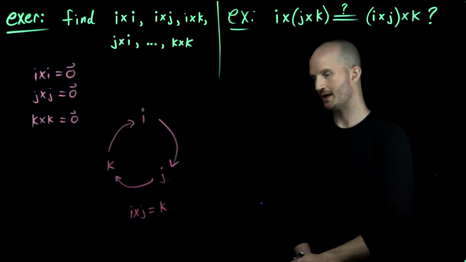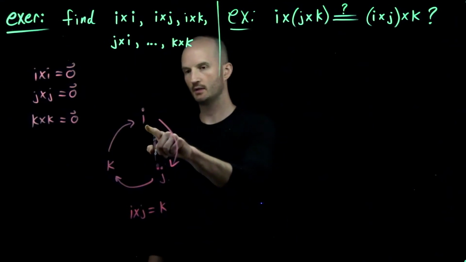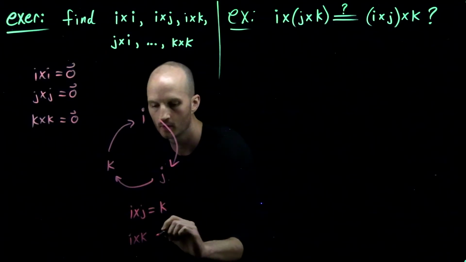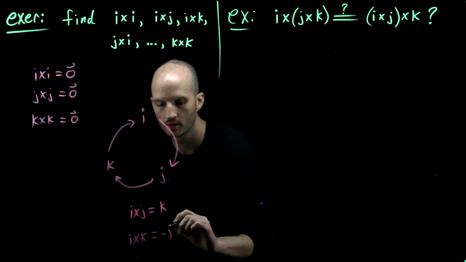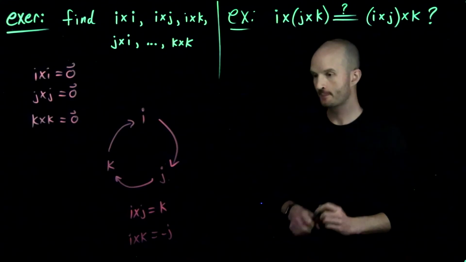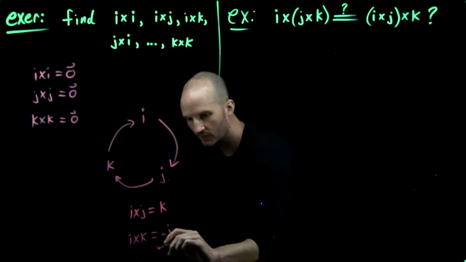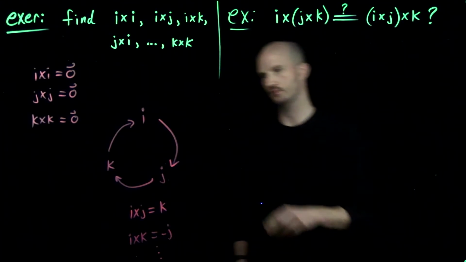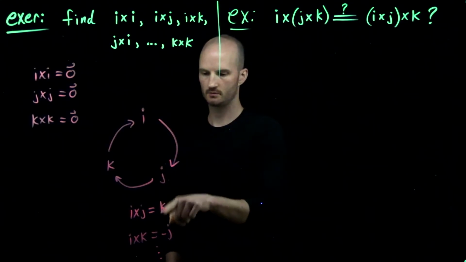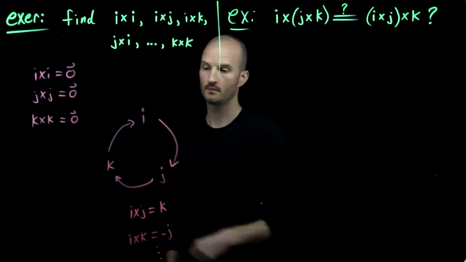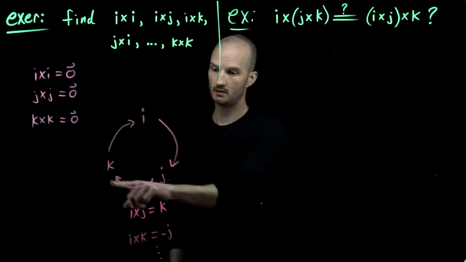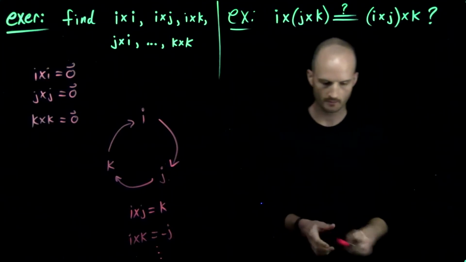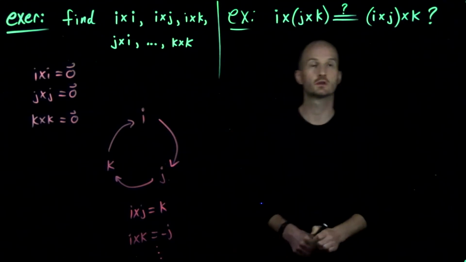But if I were to go backwards, if I were to do i and then go against the arrow, cross k, I would actually get negative j. And so this summarizes all the remaining products. Again, the pattern is that if you follow the arrow, you get plus the next thing. And if you go against the arrow, if you did k cross j, you get negative i, for example. Okay, so it's a nice way to summarize those products.